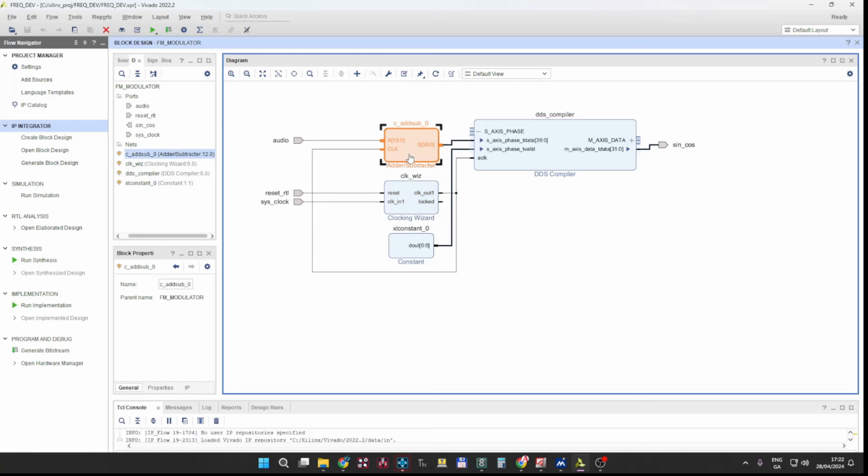This is the adder subtractor where the incoming input samples get added to the phase increment for generating the carrier of 10 megahertz, that 2-2-2-2-2 magic number. And this is then fed in as a modulation input, which is actually the phase increment input, into the DDS, which is going to modulate in frequency the 10 megahertz carrier.